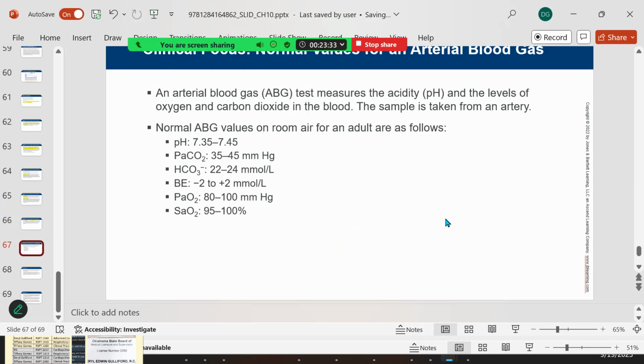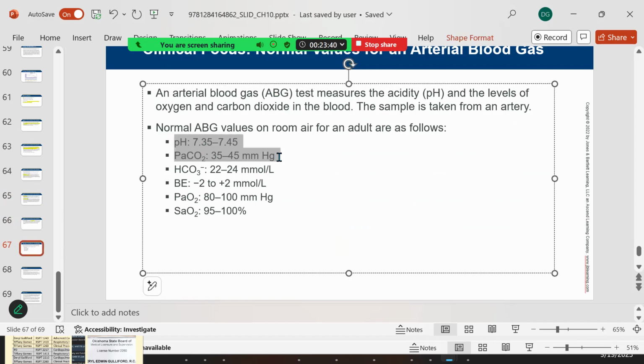Oh, here it is at ABG. Normal ABG, pH 7.35 to 7.45. CO2, 35 to 45. Bicarb, 22 to 26. Normally we say 26.